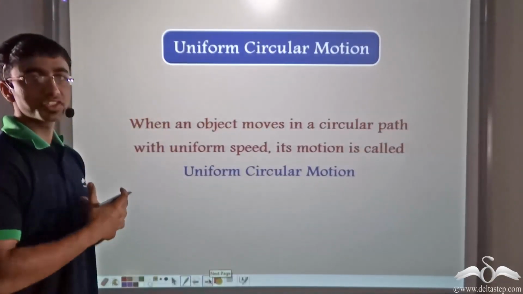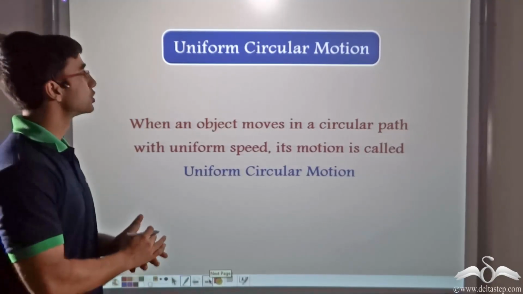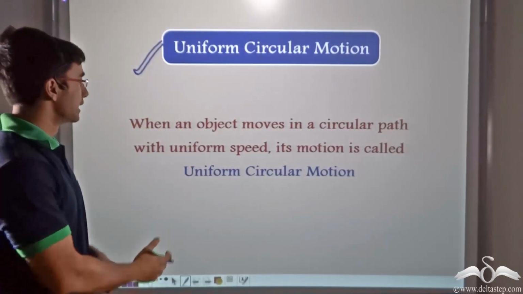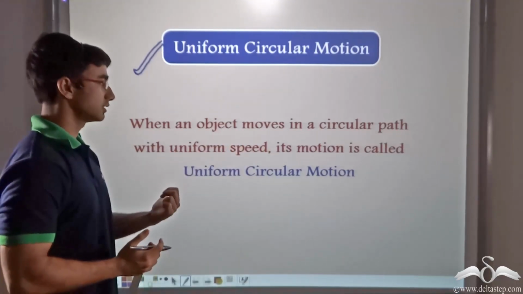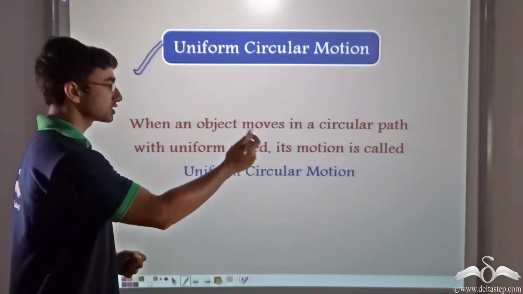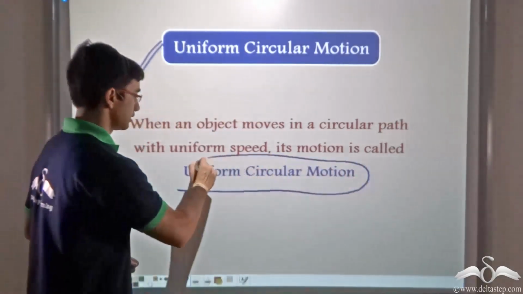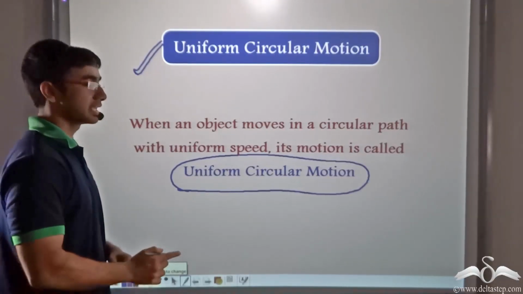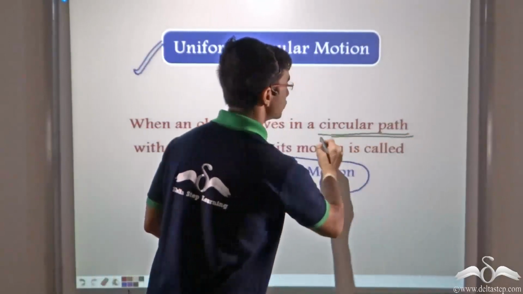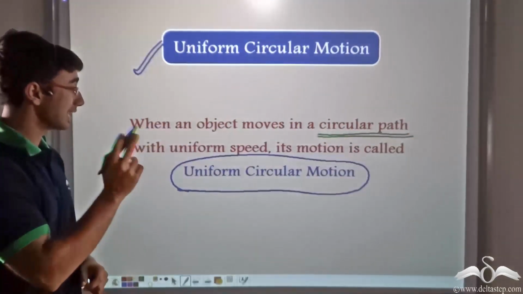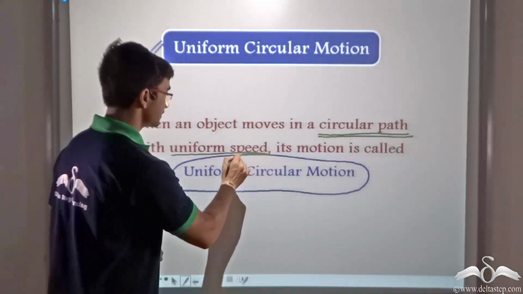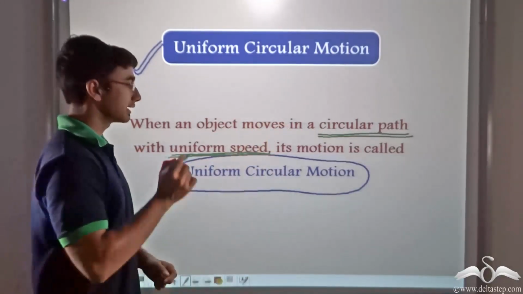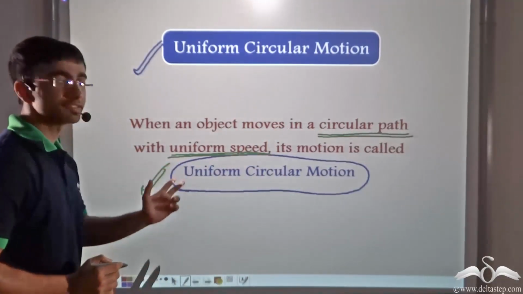So such kind of circular motion or rotatory motion is known as uniform circular motion. So what is special about uniform circular motion? When an object moves in a circular path with uniform speed, its motion is called uniform circular motion. Now over here, there are two key points to remember. What are those two key points? The first point is the object should be moving in a circular path. And the second key point is it should be moving with a uniform speed. Only when the object satisfies these two criteria can we say it is executing uniform circular motion.